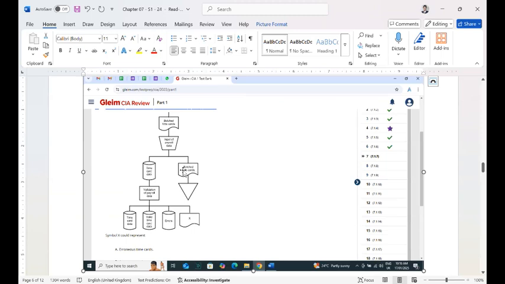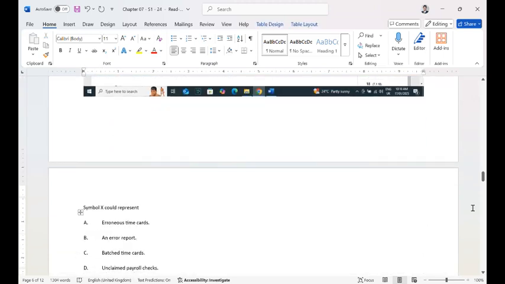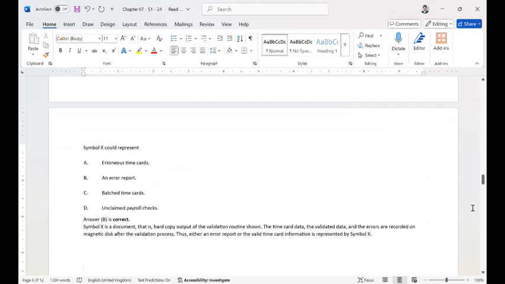The batched time cards also are given above. Can you see? Same symbol more or less. Here at the end, after validation of payroll data, eventually what comes out is the report. That's what you have to remember. So you have to know that symbol is for document. It can be even a card because a card is also a document, time card. But here it's at the end. The output. The time cards, they are inputs.